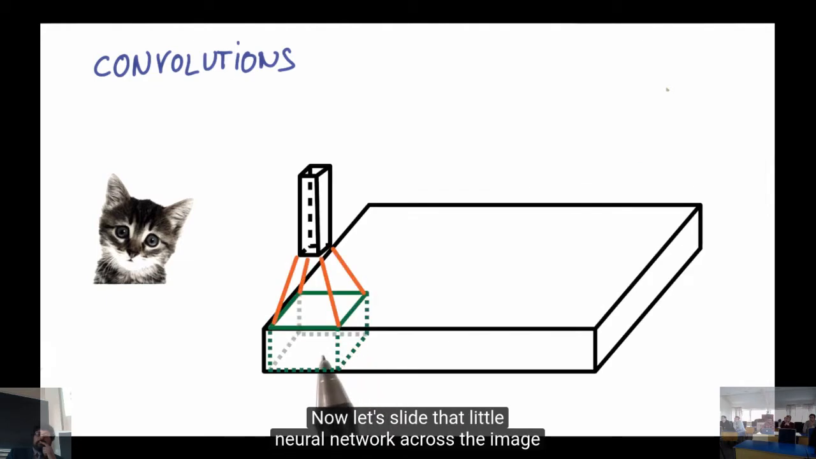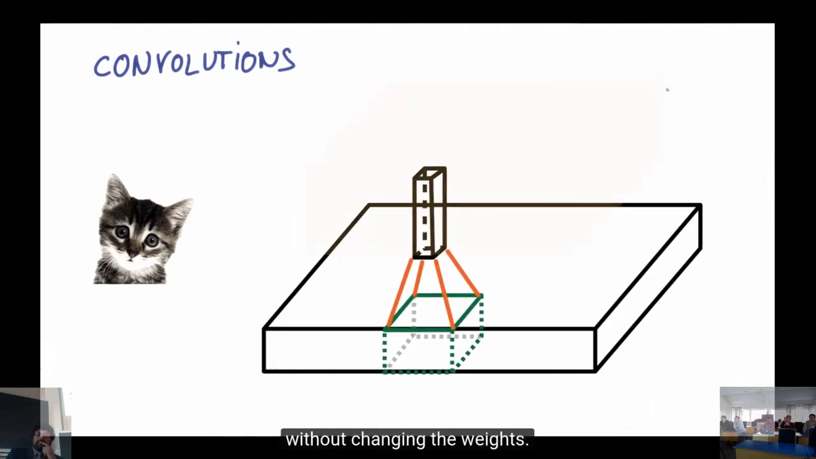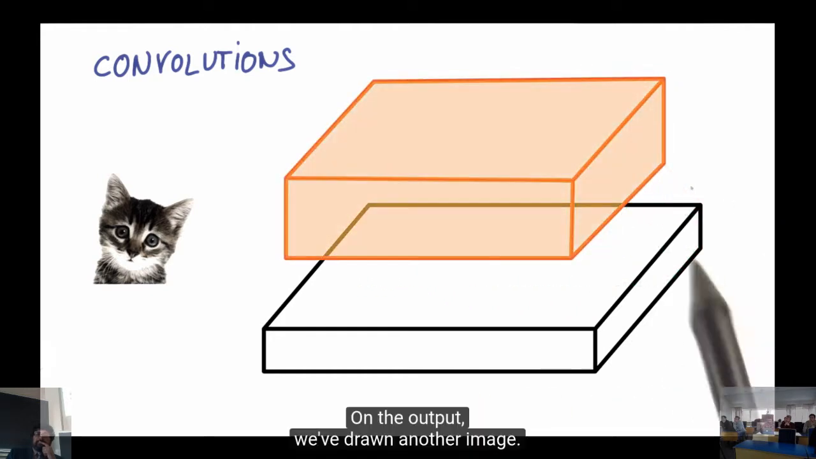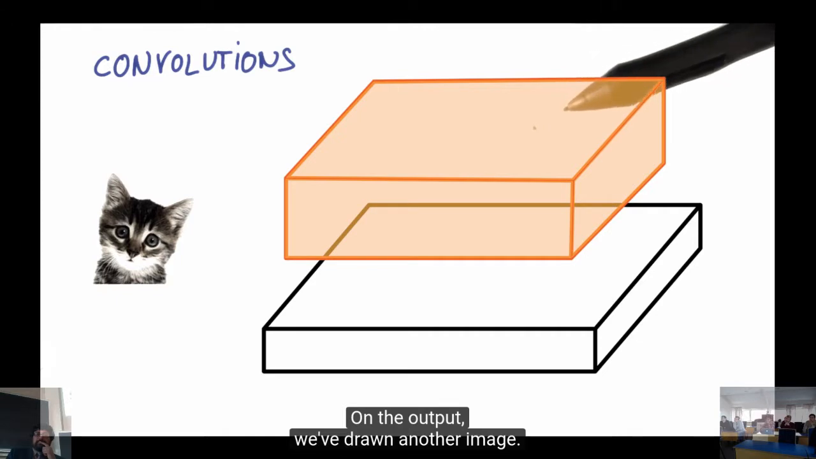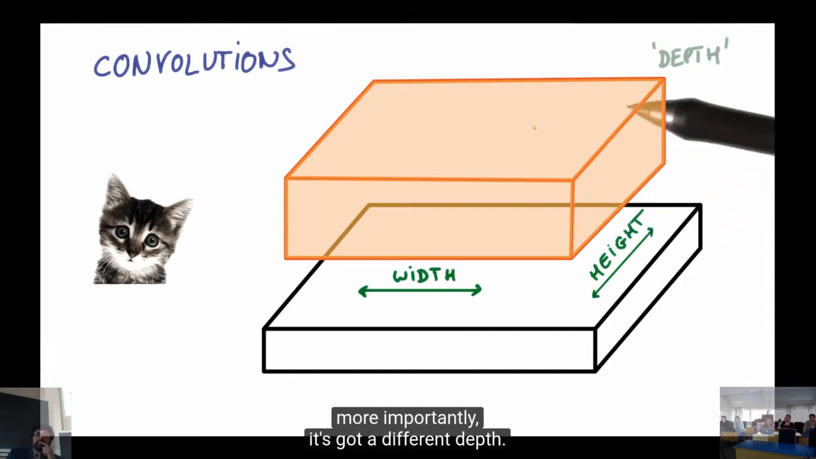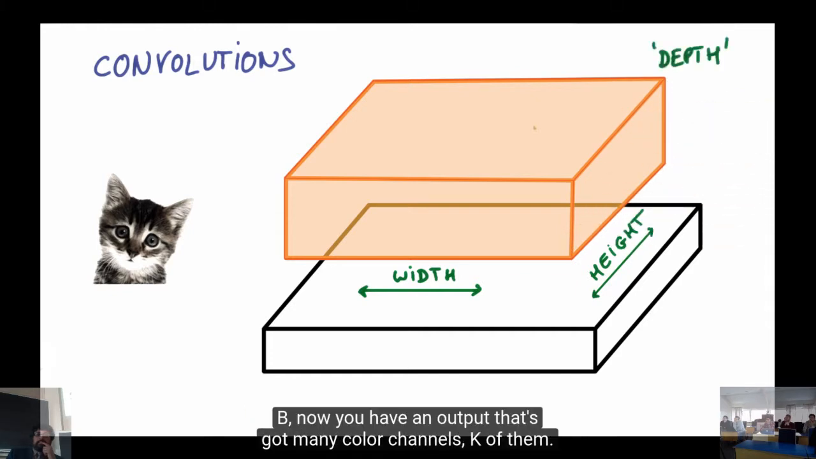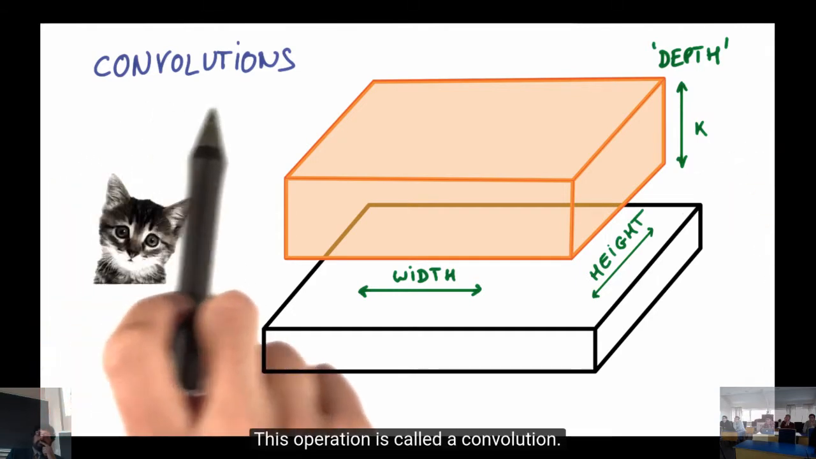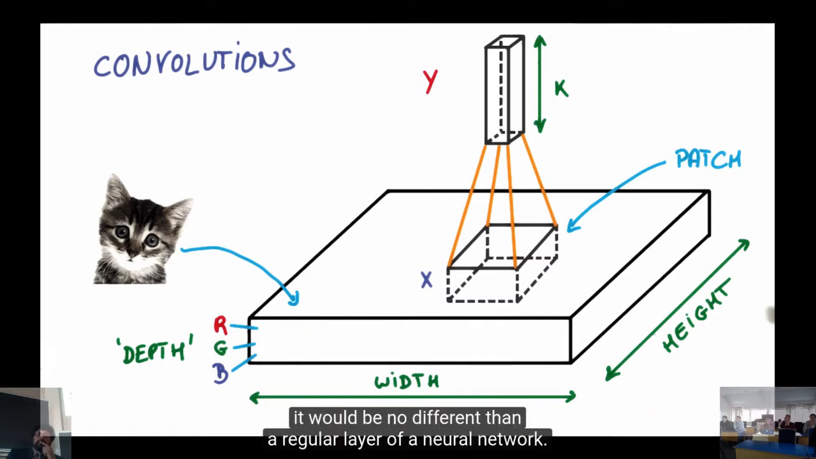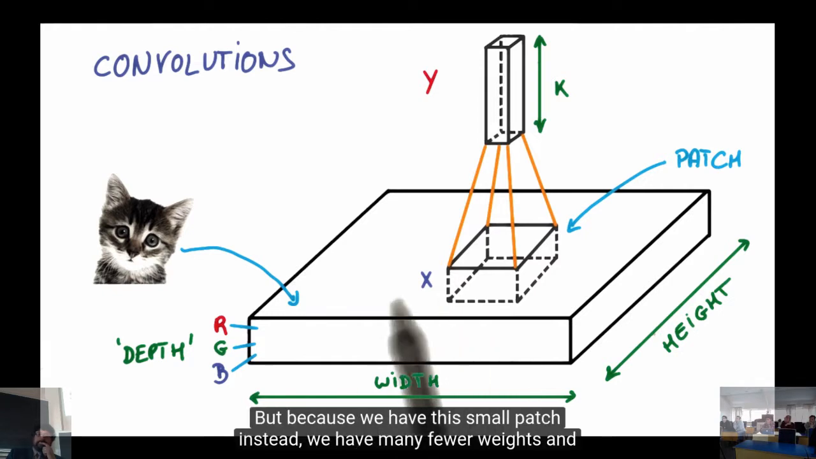Now let's slide that little neural network across the image without changing the weights. Just slide across and vertically like we're painting it with a brush. On the output, we've drawn another image. It's got a different width, a different height, and more importantly, it's got a different depth. Instead of just R, G, and B, now you have an output that's got many color channels, k of them. This operation is called a convolution. If your patch size were the size of the whole image, it would be no different than a regular layer of a neural network. But because we have this small patch instead, we have many fewer weights, and they are shared across space.